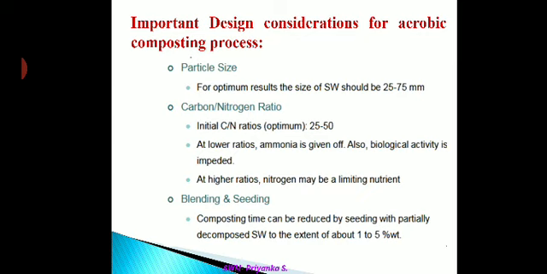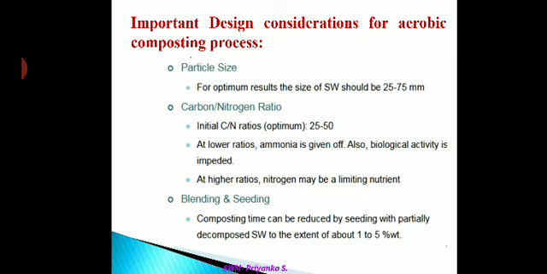At a lower ratio, ammonia is given off and biological activity is impeded. And at a higher C/N ratio, nitrogen may be a limiting nutrient. So if the carbon and nitrogen are not balanced, your reaction will not be proper. If you want to increase the C, that is carbon, you have to add straw, sawdust, paper, etc., which contain carbon. And to increase the N, that is nitrogen, you have to add sludge, slaughterhouse waste, etc., which contain more nitrogen.